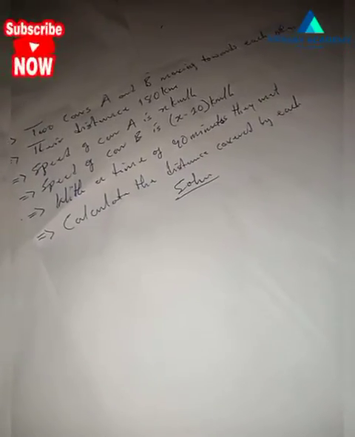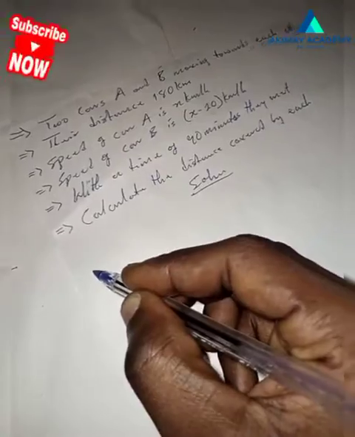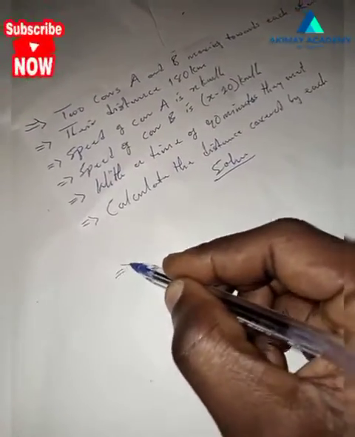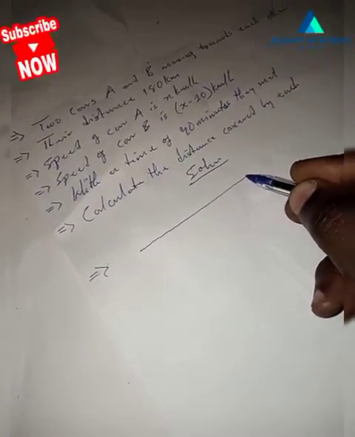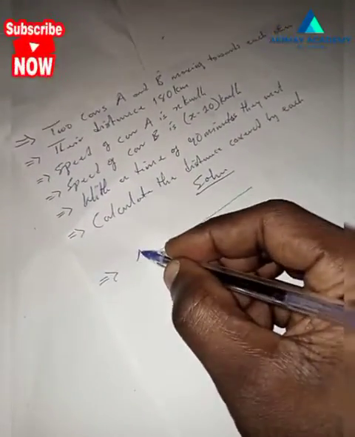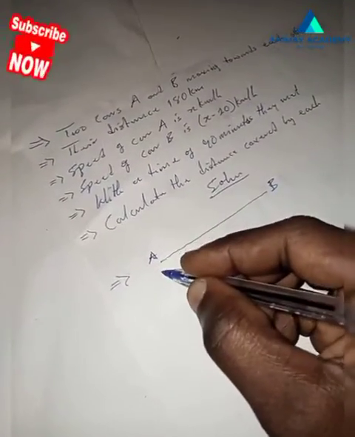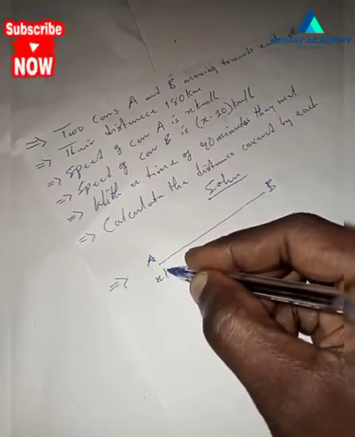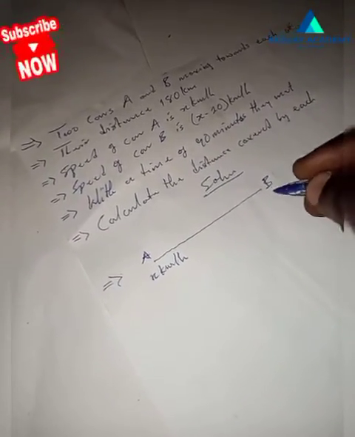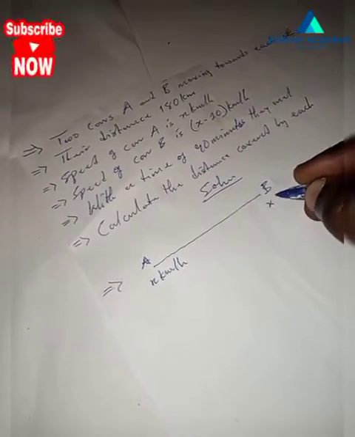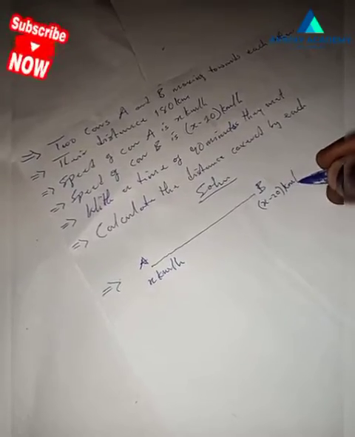So we have our solution here. Now let's make a nice sketch. Here we have this sketch. This is car A and this is car B. Car A is moving with a speed of x kilometers per hour, and car B over here is moving with a speed of x minus 20 kilometers per hour.